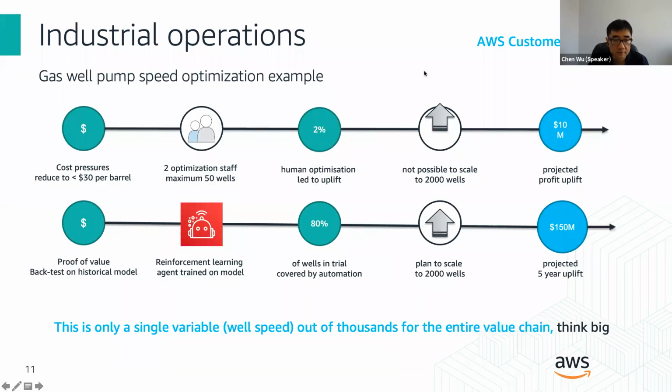So the first example is in the resource industry. We would like to optimize the gas well pump. These are methane gas wells, and there are thousands of them. As you know, the gas is constantly under the hydrostatic pressure from the water, so you almost always have to pump the water. Then the gas will come out into the well. But the thing is, how much do you want to pump out the water?